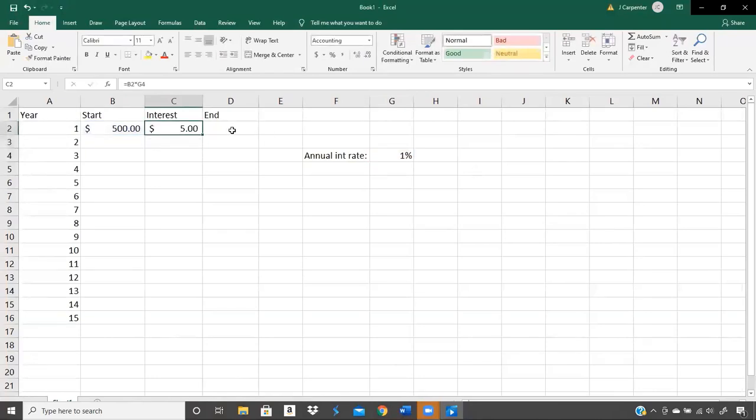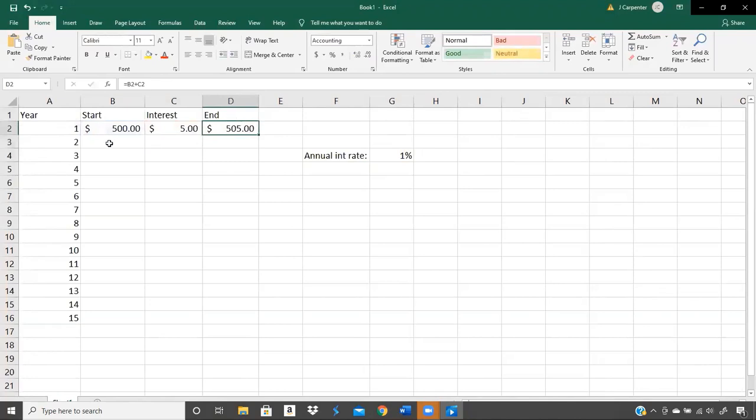Now this $5 is accurate. The ending balance is just the sum of what we had before and what we got for free. So equals, just add these two things. Boom, plus, boom. $505, the same thing we came out with by hand.